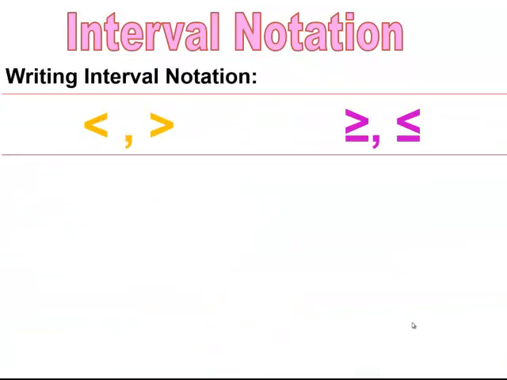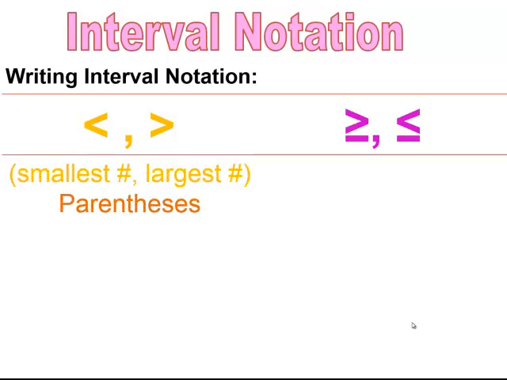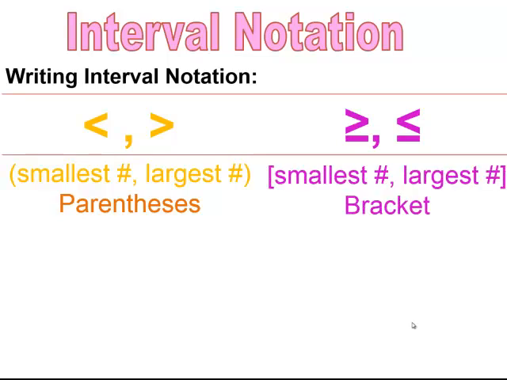So when we're writing interval notation based on an inequality, and we have less than or greater than, when you're writing the interval notation with just the less than or greater than, you'll be using parentheses for the interval notation. And the interval notation always has to be written from smallest value to largest value. And the difference in the interval notation when you have a greater than or equal to and a less than or equal to is you'll use a bracket in the interval notation.